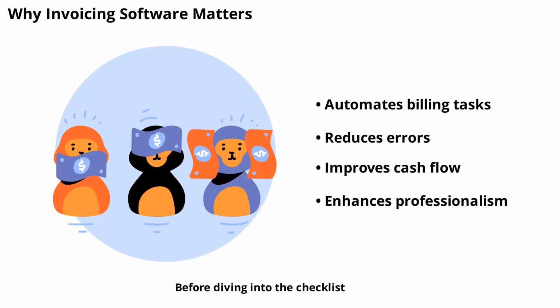Before diving into the checklist, let's talk about why invoicing software is so important for agencies. Manual invoicing can be time-consuming and prone to errors, which can lead to delayed payments and unhappy clients. Good invoicing software automates repetitive tasks, tracks payments, and helps you stay on top of your cash flow. It also provides a professional image to your clients and ensures compliance with tax regulations. By choosing the right tool, you'll save time, reduce mistakes, and focus more on growing your agency.